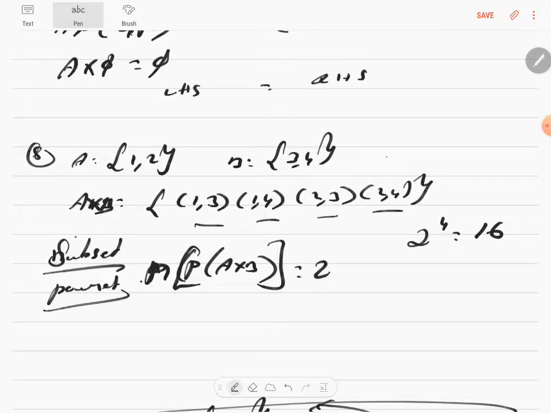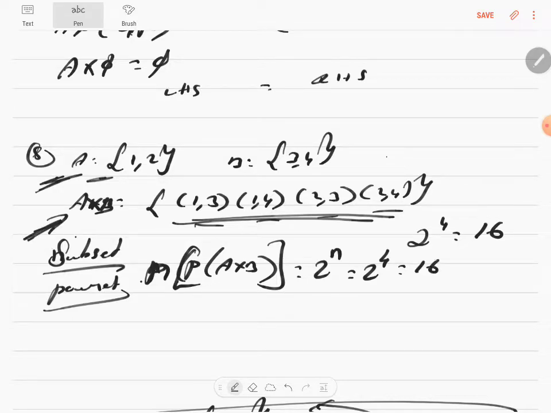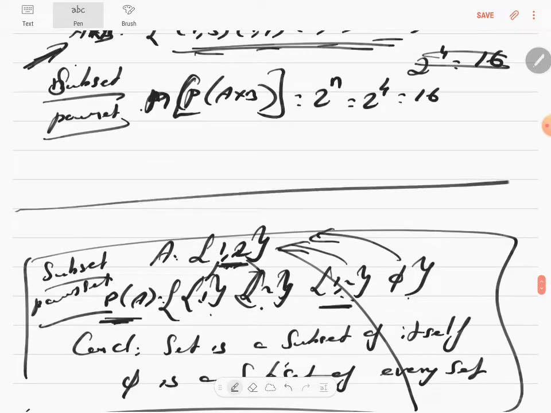The number of subsets is 2 to the power n, which here is 2 to the power 4, because A cross B has 4 elements. You should not look at A, because the question is not about the number of subsets of A. The question is about the number of subsets of A cross B. So therefore it is 16. Are you clear? Yes, ma'am. Okay.